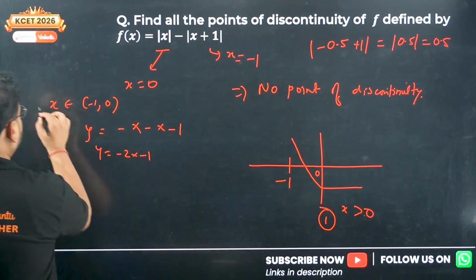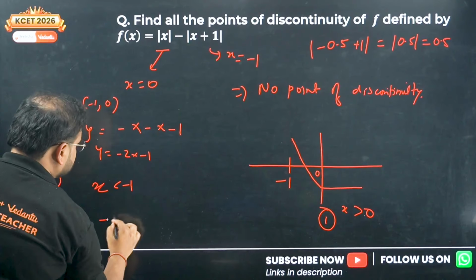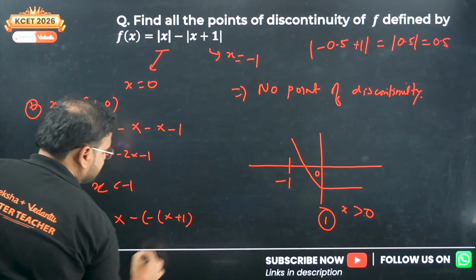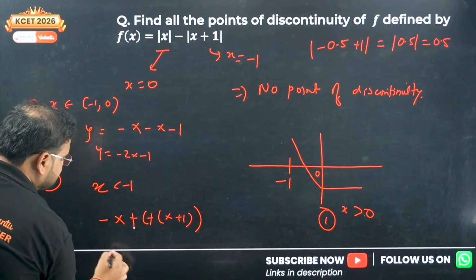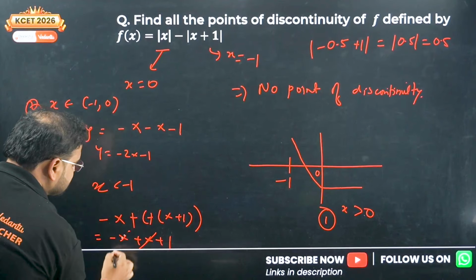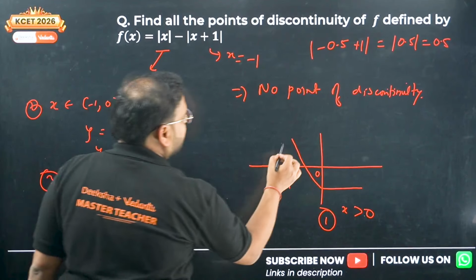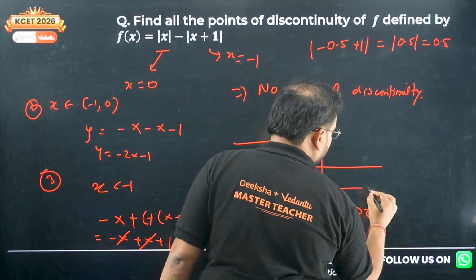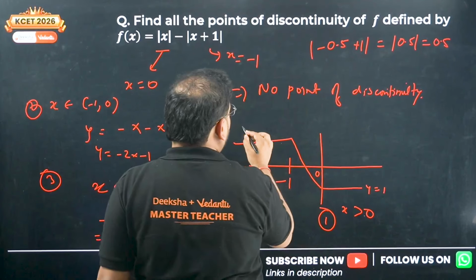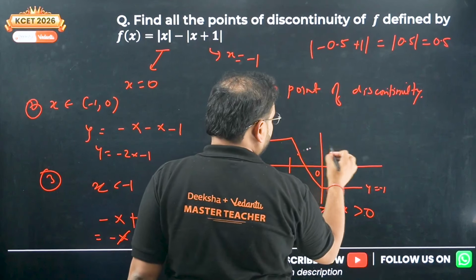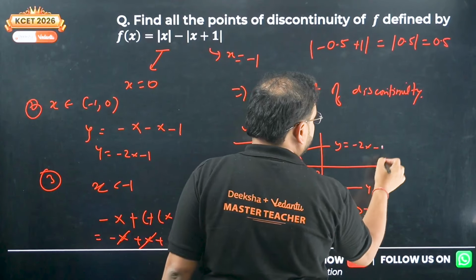What will happen then? Both will be negative, so it will become minus x, and this will be minus of minus x plus 1. Check this out. This will become cancelled as plus 1. We'll have minus x plus 1 cancels. Answer will be 1. So this is your curve. So this is nothing but y equal to 1 curve. This is minus 1 curve. And this will be y equal to minus 2x minus 1 curve.